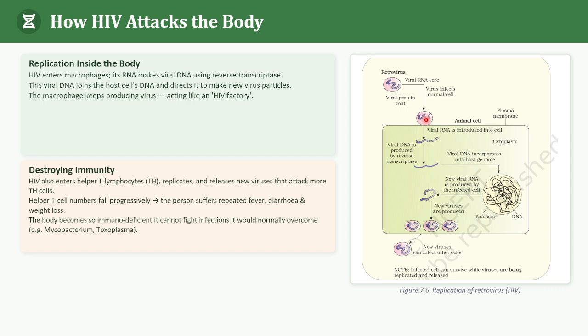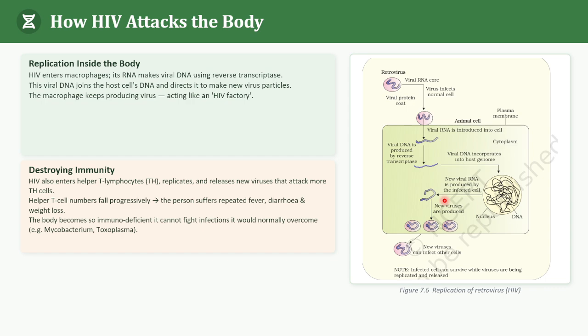This enzyme helps to produce the viral DNA from viral RNA. So RNA to DNA. Now what happens? This viral DNA becomes incorporated into the DNA of the host cell. And the infected cell is then directed to produce new virus particles. So the macrophage keeps producing more and more viruses. We can say this macrophage acts like an HIV factory.